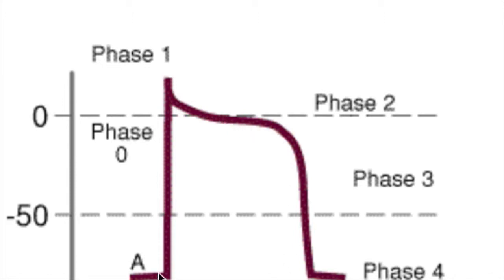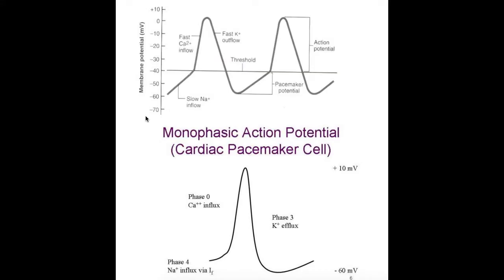Where does the sodium enter? In which phase? It is phase 0, where there is a rapid entry of sodium, and phase 1 is when the sodium channel closes. Phase 3, when the calcium channel closes and a potassium channel opens, and phase 4, the potassium channel open, and this is the phase of repolarization. The resting membrane potential is minus 80, and when it depolarizes, it goes up to plus 20 millivolts.